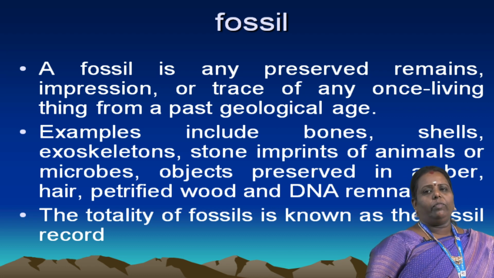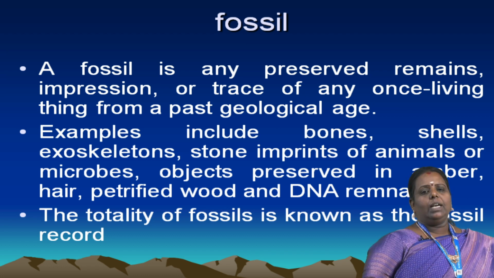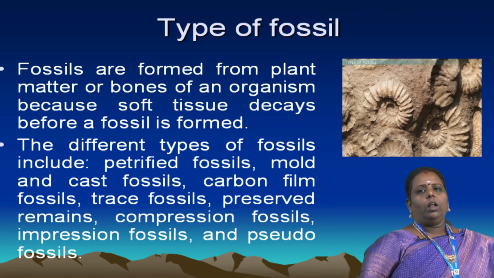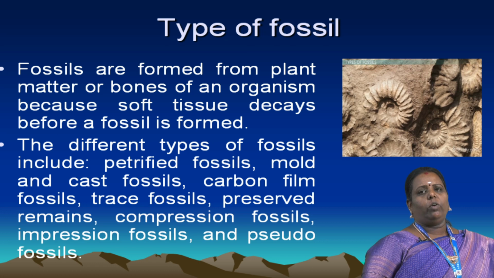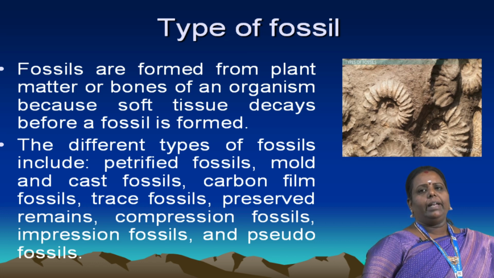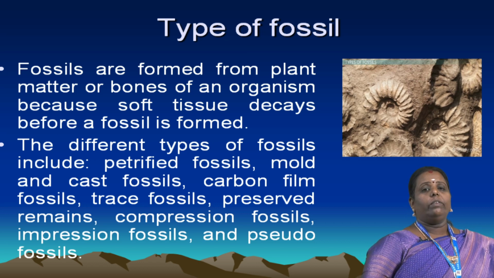Altogether, fossils are known as the fossil record. The fossil record means we identify these particular things as fossils. Normally fossils form from plant matter or the bone of an organism, because soft tissues decay before fossil formation. Bone is also fairly soft, and calcareous. This explains fossils. Different types of fossils are included, and we have to divide organisms into these types.